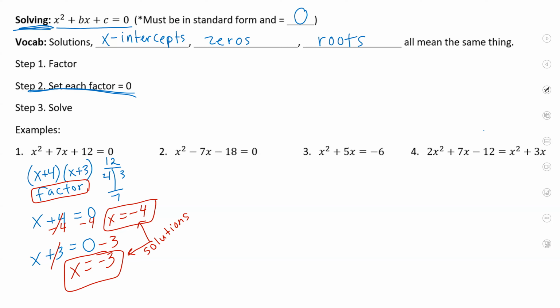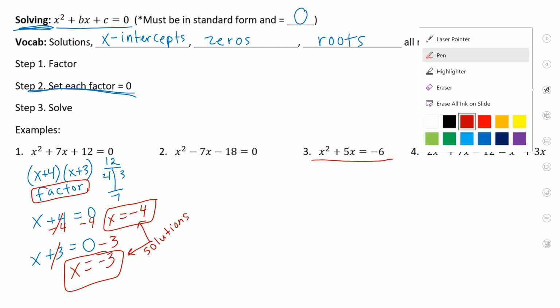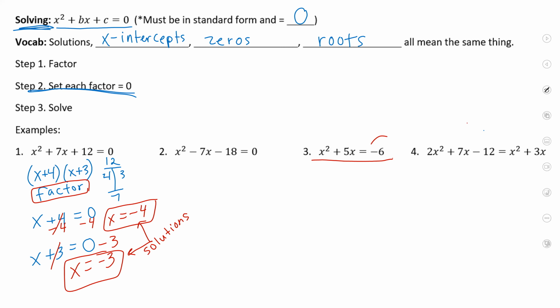Okay? All right, I'm not going to do number 2. Let's do number 3. Is this in standard form? So I have negative 6 on this side. This is not in standard form. So I'm going to move that over here. So I have x squared plus 5x. When I move it, what happens to the sign? It would be plus 6. So guys, I'll need two numbers that multiply to 6, add to 5.